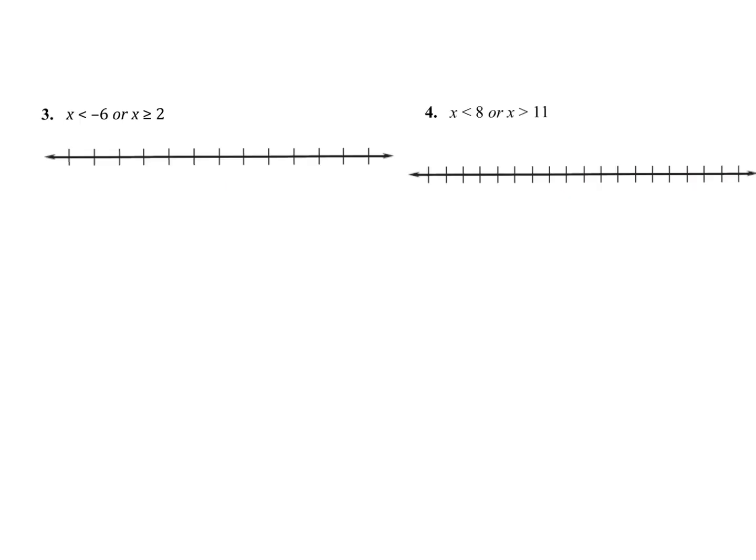All right, for question number 3, it says x is less than -6 or x is greater than or equal to 2. So these are the ors, and we know that when you have an or, the graphs go apart. So let's locate the -6. I'm not sure where the 2 is. We'll just go right there. All right, and 2. So I've got the two separate inequalities.